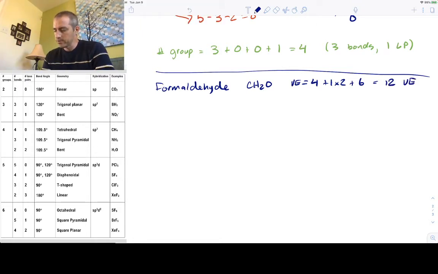Now we want to draw the structure out with the central atom in the middle. Central atom is the first one drawn, first one listed, which is the carbon. So we're going to put an oxygen here, a hydrogen here, and a hydrogen here.